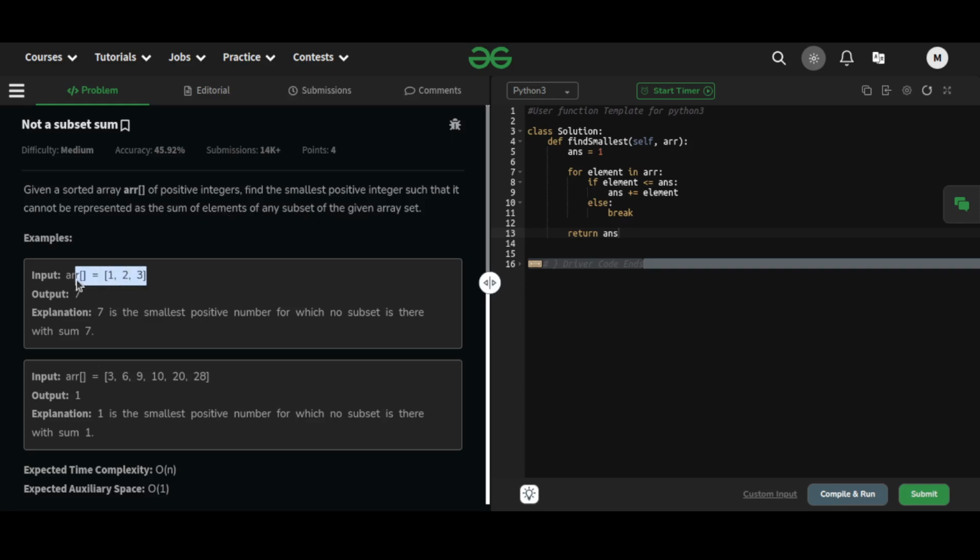So for instance, if this is the array which is given to us, then 7 is the smallest positive integer for which no subset is there with sum 7, because of which we are returning 7. So that's about the problem statement, folks. Now let us discuss the solution of this problem.